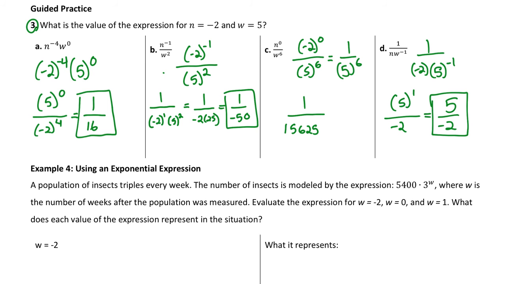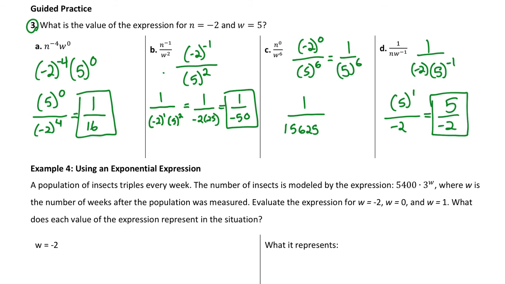Okay, so in my opinion, these are the toughest problems to do because you need to know the properties and you need to be comfortable evaluating an expression. So, in part A, substitute, use parentheses when you substitute. Negative 2 is being raised to a negative power, so it gets moved to the bottom. 5 is raised to the 0 power, so it stays on top. It becomes 1 over 16.